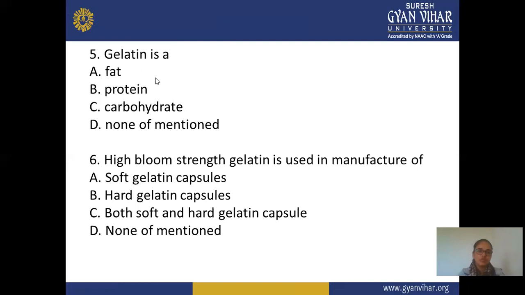Next, fifth question, gelatin is: option A is fat, B is protein, C is carbohydrate, and D is none of the mentioned. In these four options, you can select any one correct option for gelatin. Next, sixth question, hard gelatin is used to manufacture: A, soft gelatin capsule; B, hard gelatin capsule; C, both soft and hard gelatin capsule; and D, none of the mentioned.